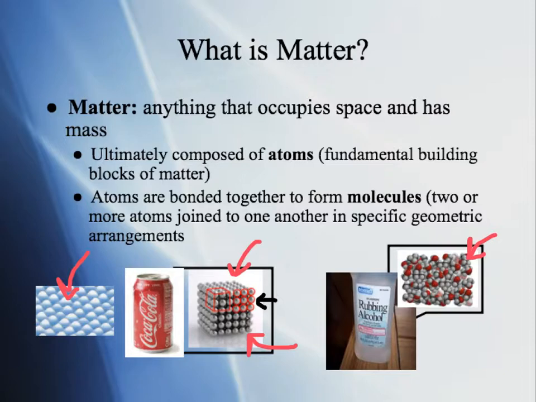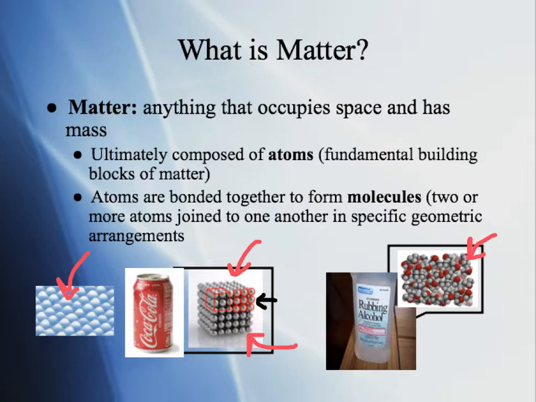In rubbing alcohol, on the other hand, we have molecules. We have different atoms: carbon, hydrogen, and oxygen atoms. They're actually bonded together to form molecules. And those molecules are free to move around each other.